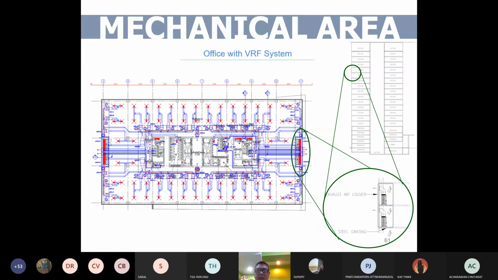When you talk about the VRF in offices, you may get a job from the owner who currently uses the split type and wants to change to the VRF system. So you have to make sure there is enough space to put the condensing unit and the duct to reject the heat.